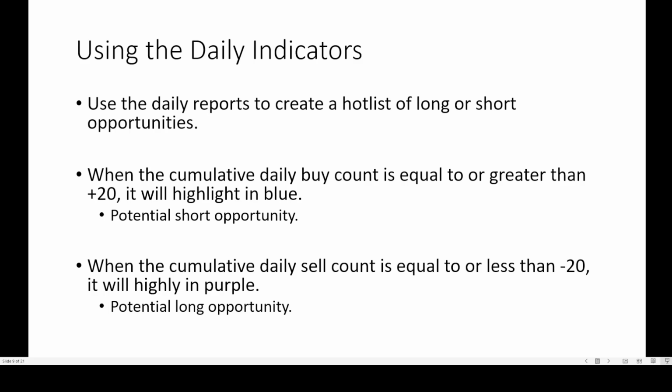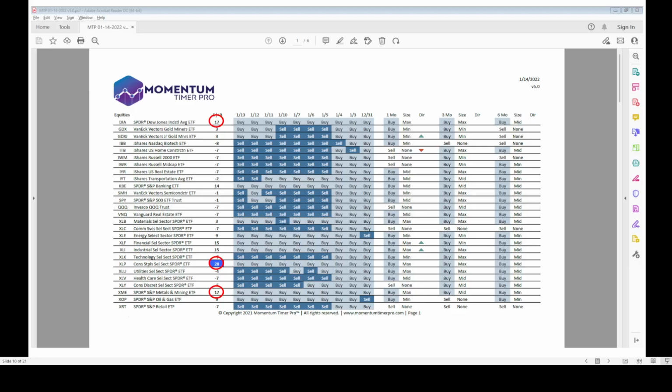When the cumulative daily buy count is equal to or greater than 20, it will highlight in blue. These will begin to create your potential short opportunity list. When the cumulative daily sell count is equal to or less than minus 20, it will highlight in purple. This will build your potential long opportunity list. So here's an example. We'll take a look at a few pages of the report to see just how easy it is to build that hot list.